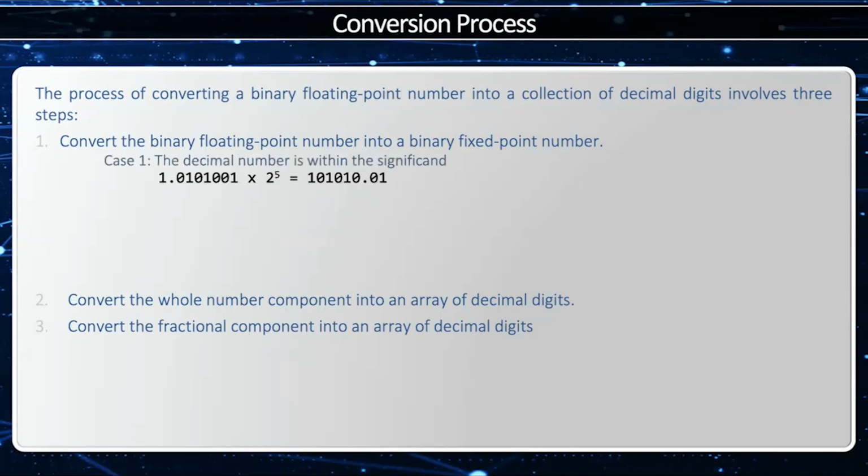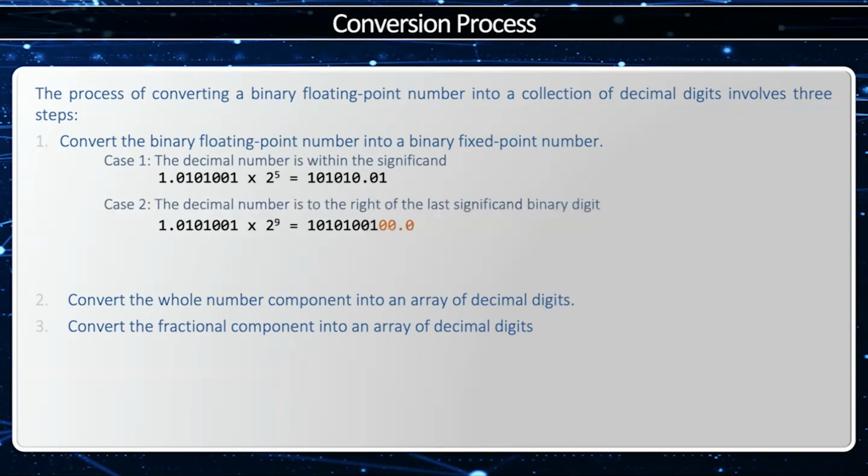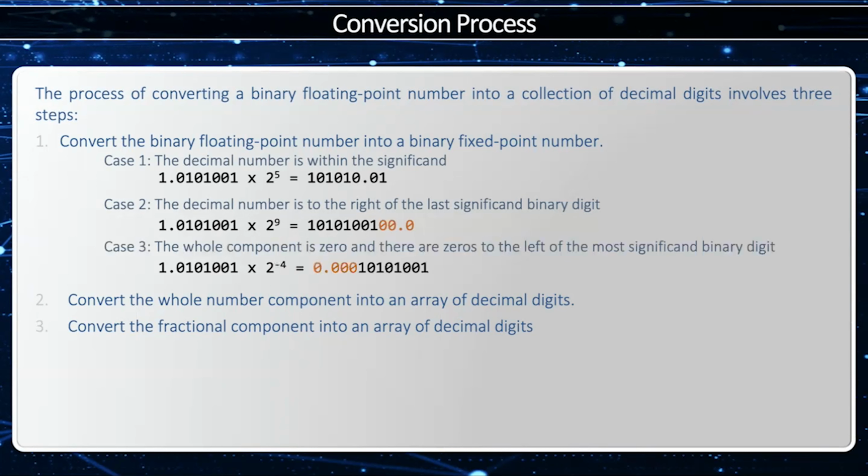The first case is when the decimal point is within the significand. In this case, we're going to divide the significand into the whole number component and the fractional component. In the second case, the decimal point is to the right of the least significant digit, in which case our fractional component will be 0, and our whole component will be all the significant digits plus a collection of zeros. The final case is when the decimal point is to the left of the most significant digit, in which case the whole part will be 0, and the fractional component will have perhaps a collection of leading zeros and then the entirety of the significand. Let's take a look at these three cases one at a time.